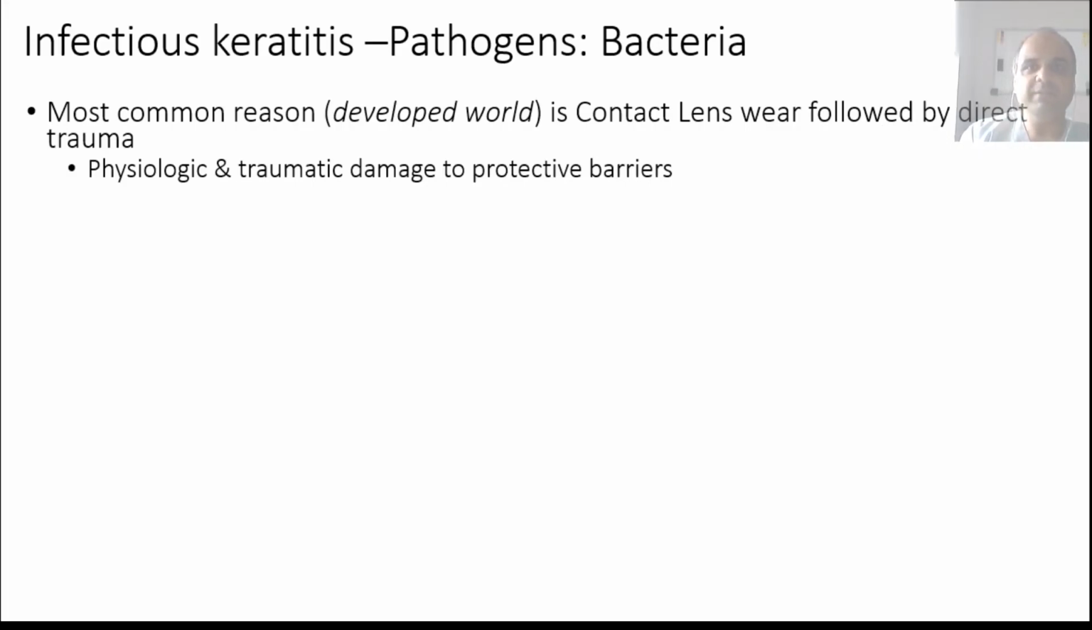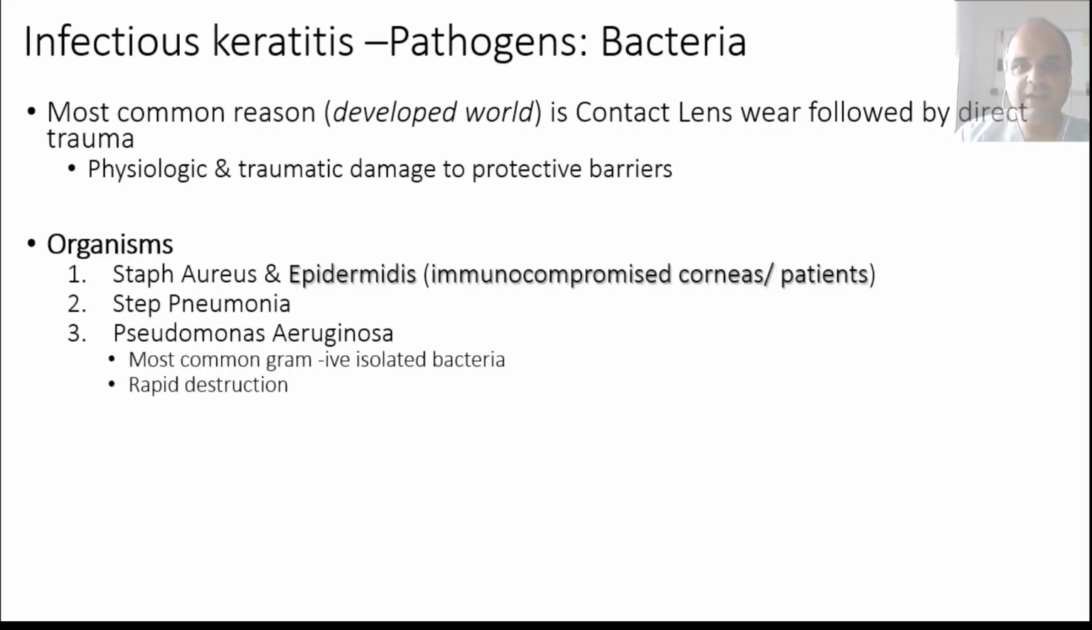And the way it happens is this physiologic and traumatic damage to the cornea, the barriers that we talked about, the epithelium especially. When you damage it, you're giving organisms that are around you a chance to get into the cornea, and in a cornea that's sort of compromised because one of the barriers is damaged. We'll see the sources just in a bit. Where do these organisms come from?